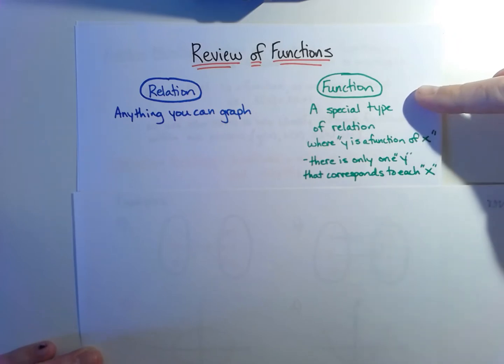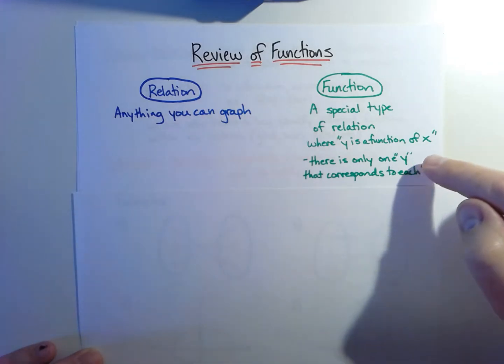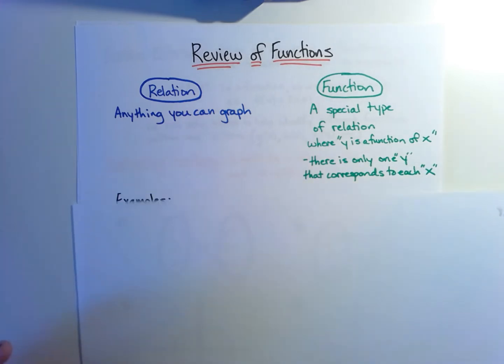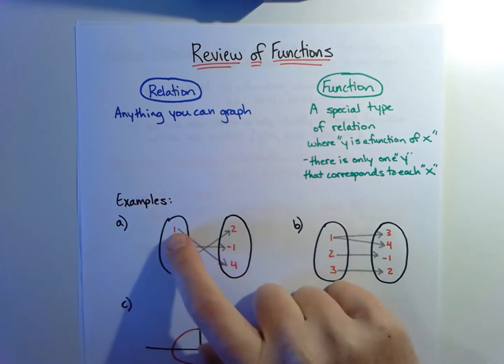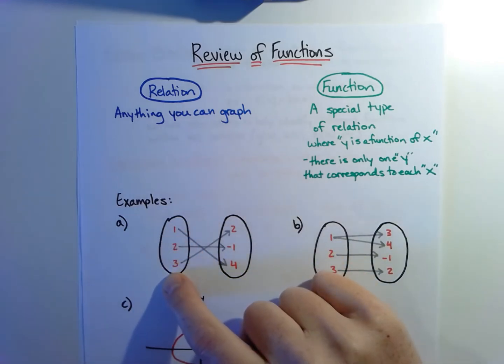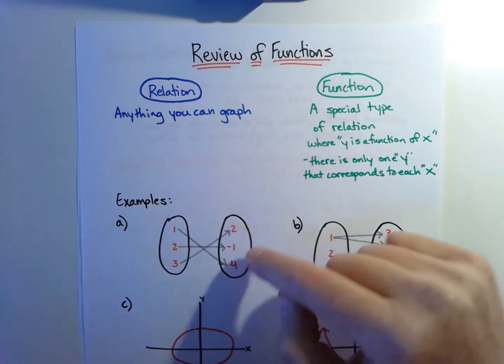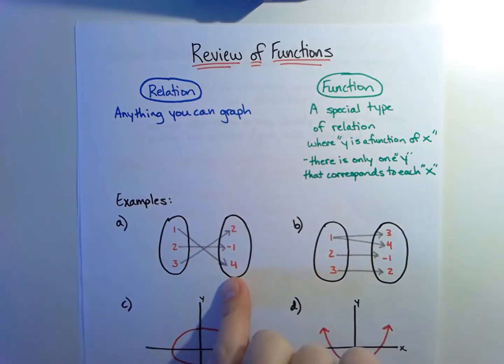A function is a special type of relation, where y is a function of x, we say, and there's only one y value that corresponds to each x value. So some examples. We call these mapping diagrams, and when we have these x values over here on the left, like 1, 2, and 3 is our domain, it's our x values, and 2, -1, and 4 are considered the range or the y values. And so when one value of x corresponds with only one value of y, this would be a function. So we would say yes, A is a function.